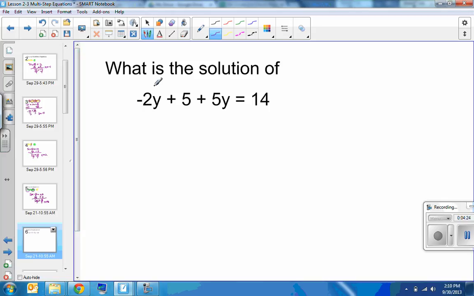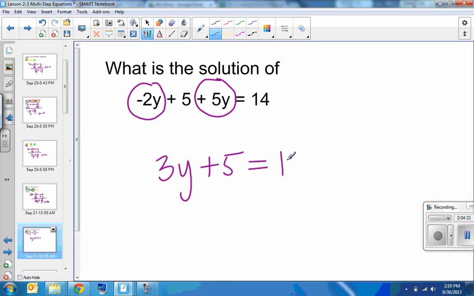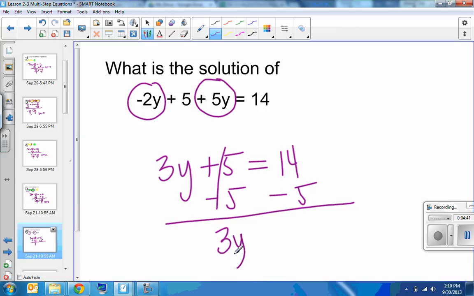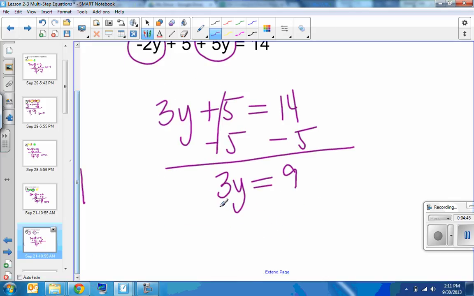We have a negative 2y and a positive 5y to get 3y plus 5 equals 14. Opposite of adding is subtracting, so I'm going to subtract 5 from both sides. 3y equals 9. Opposite of multiplying is dividing, so I'm going to divide by 3 on both sides, and y equals 3.